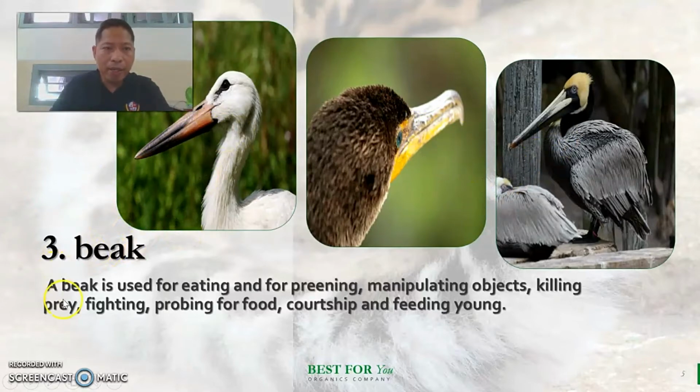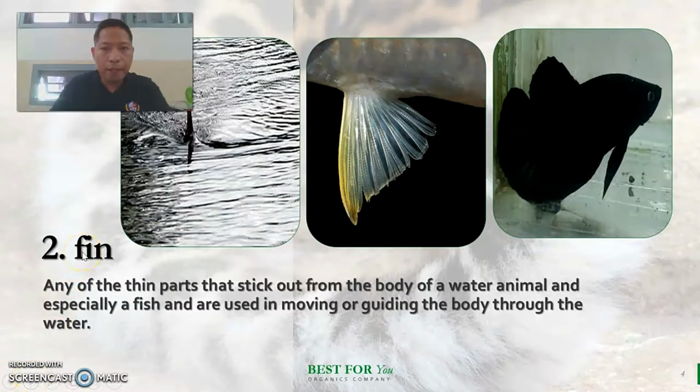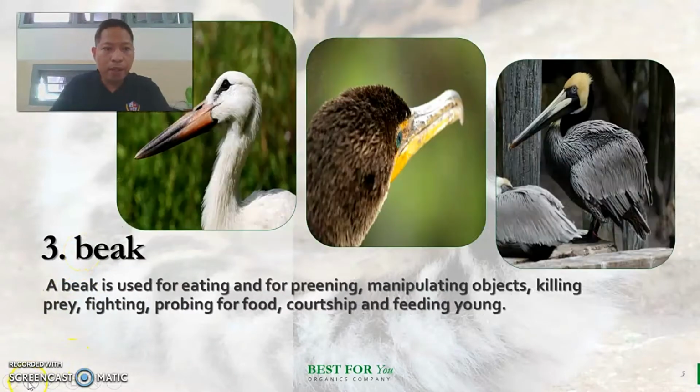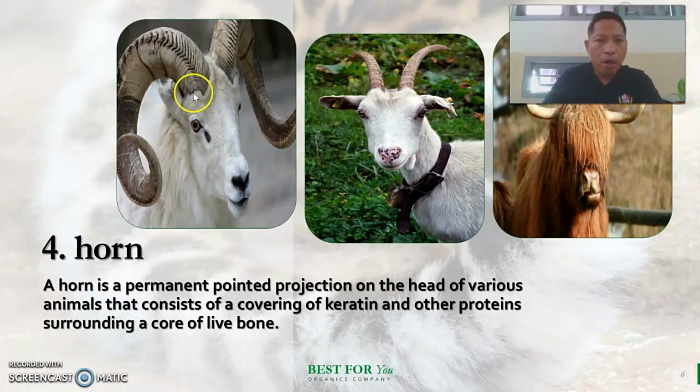Okay. Let's go back so that we can learn. Tail, number one. Number two, fin. And number three is beak. A beak is used for eating, fighting, and probing for food as well. So what's next? Number four. Number four is a horn.